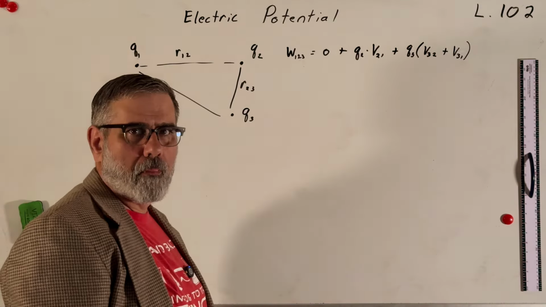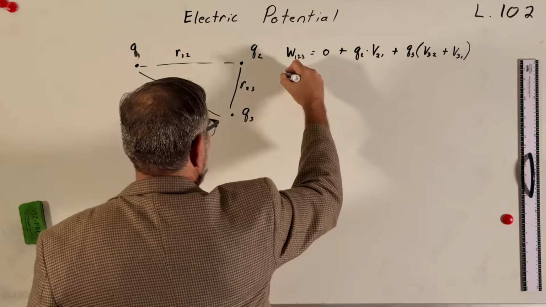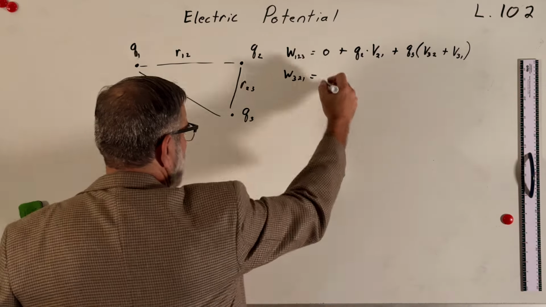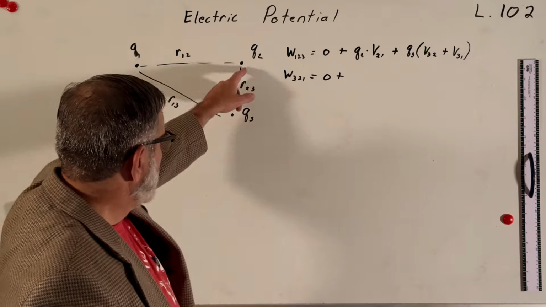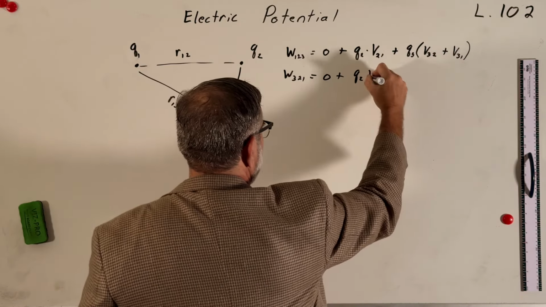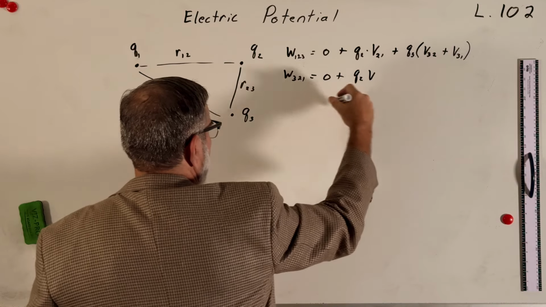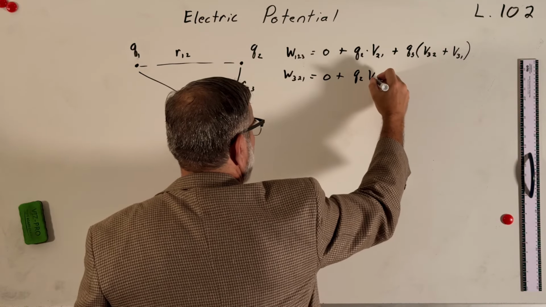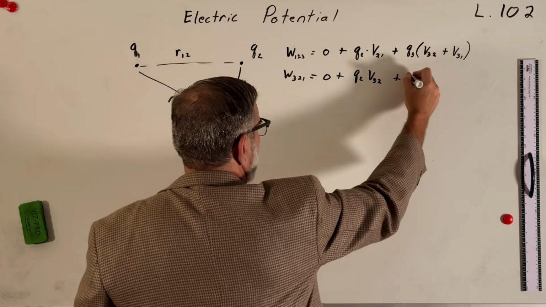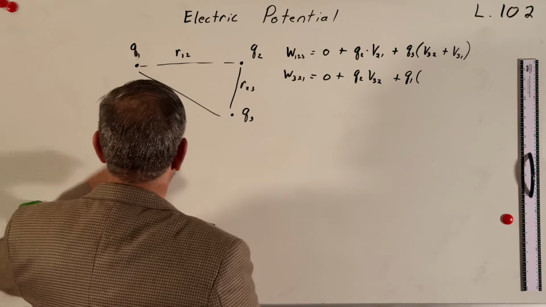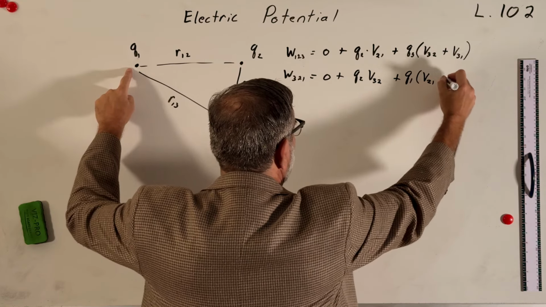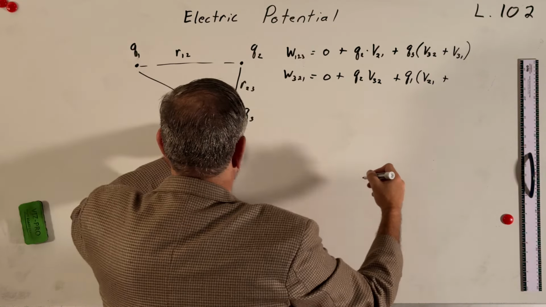Okay? But now let me do it the other way around. Let me do the order 3, 2, 1. This time I bring in charge 3 first, right? So that'll be 0. Then I'll bring in charge 2. So that'll be Q2, but I already have charge 3 here, so it'll be the potential difference between 2 and 3. So this will be V32. I'll write it like that. And then I finally bring in charge 1. That's Q1 times the potential difference between 2, 1 plus the potential difference between 3, 1.